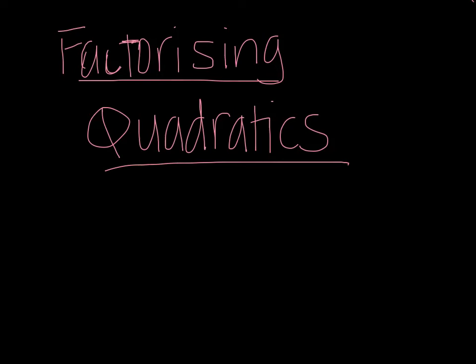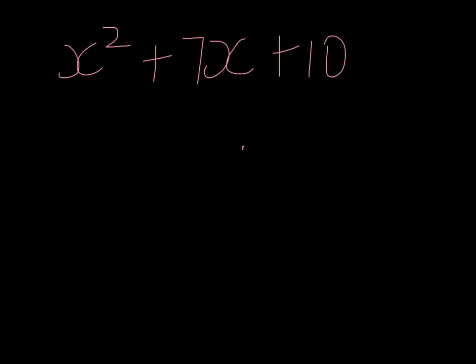Welcome back. We're going to be looking at factorising quadratic expressions. So a quadratic is in the form of ax squared plus bx plus c. It might look something like this: x squared plus 7x plus 10. And your instruction will be to factorise this expression.